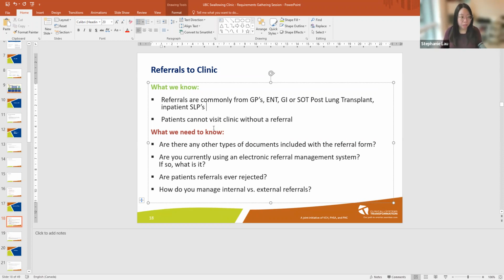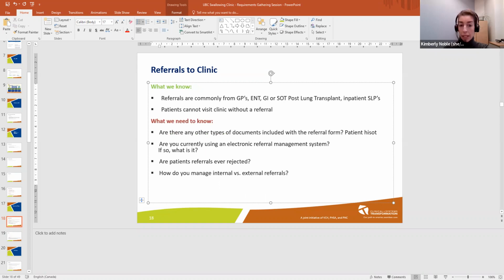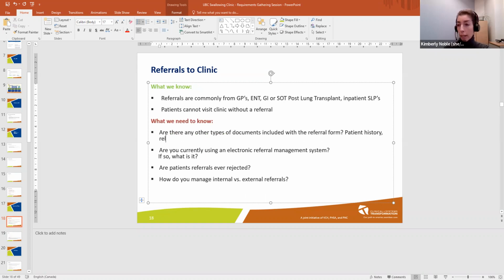All right, and the patients do not come without a referral. The referral must be sent. In terms of the referral, other than the referral form, are there any other documents that would be included with the referral form, and what would they be usually? Yes, patient history, typically relevant previous investigations they've had or recent notes from provider visits. Or if they were seen by an SLP already, it could be prior SLP notes or assessments as well.